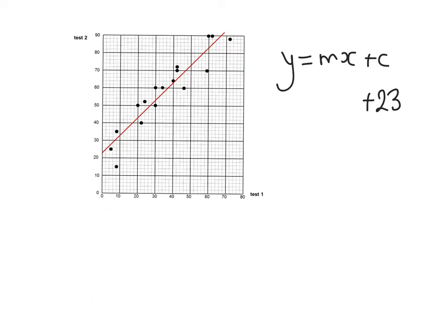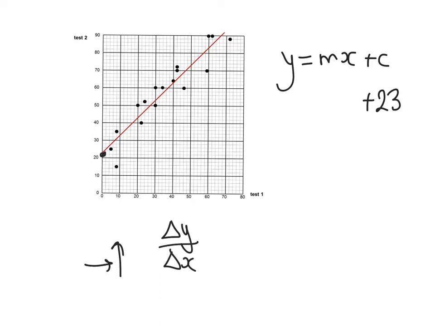Right, now let's notice something about this. This is positive correlation. It would have a positive gradient. And what this is saying is, as I do better on test 1, I do better on test 2 as well. Let's find the gradient. So remember, the gradient is every time I go across 1, how many do I go up? Also known as the change in y divided by the change in x.